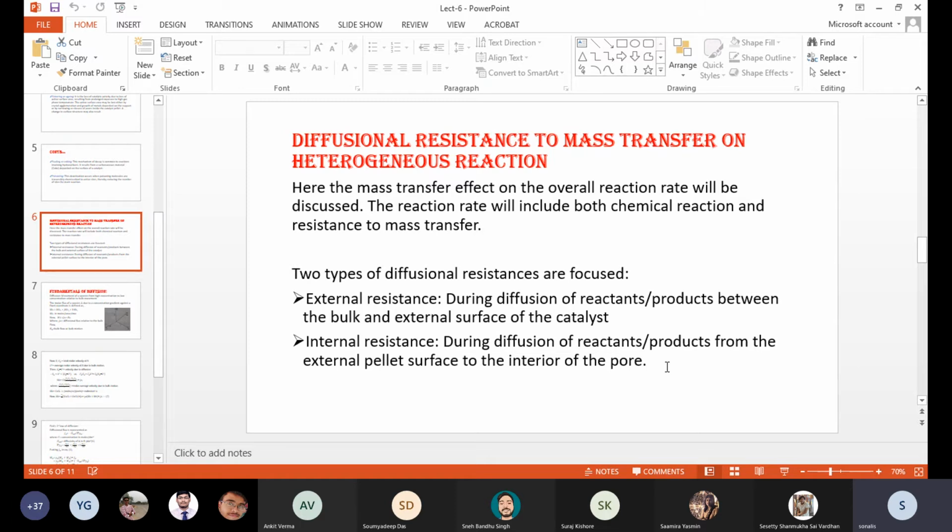Let's just think about this. A molecule of say reactant is waiting at the pore mouth to go inside the pore surface to get adsorbed on the pore active sites. While traveling from the pore mouth towards the internal surface of the pore, it is facing resistance, as the pores are very thin. So obviously the thin pores are posing resistance on the reactant molecules to come inside. And inside, other molecules are also there. So this is internal resistance to mass transfer.